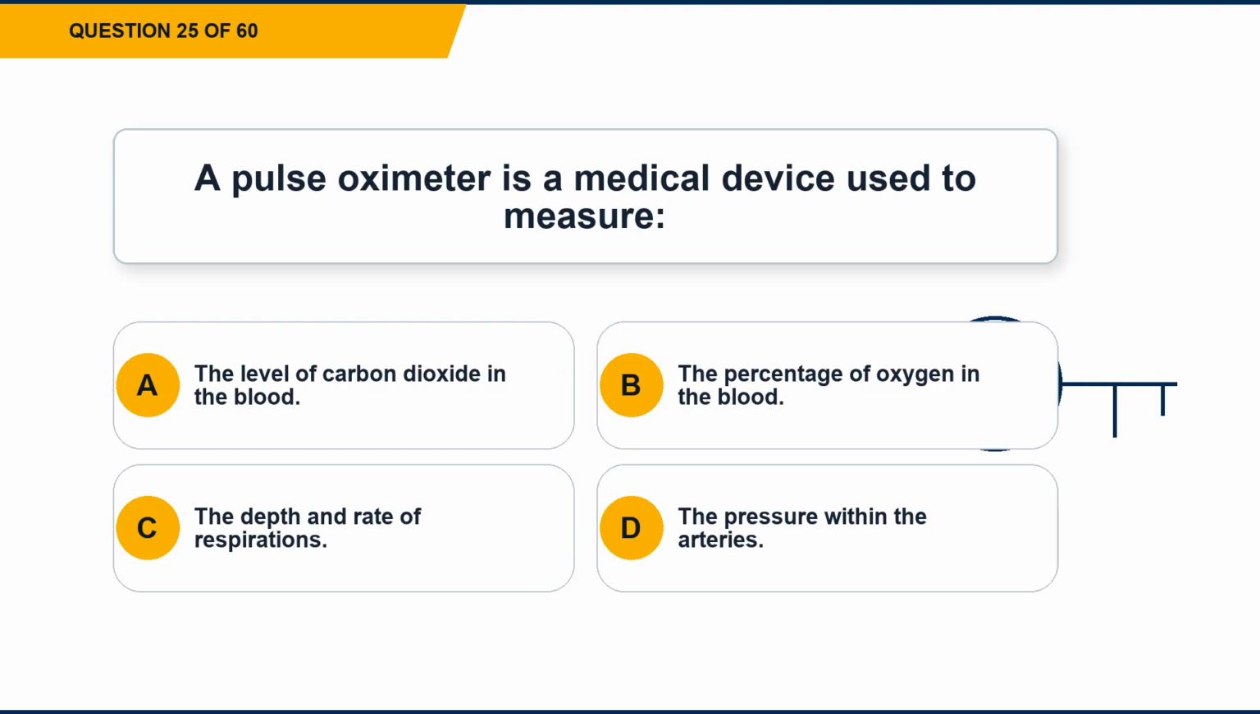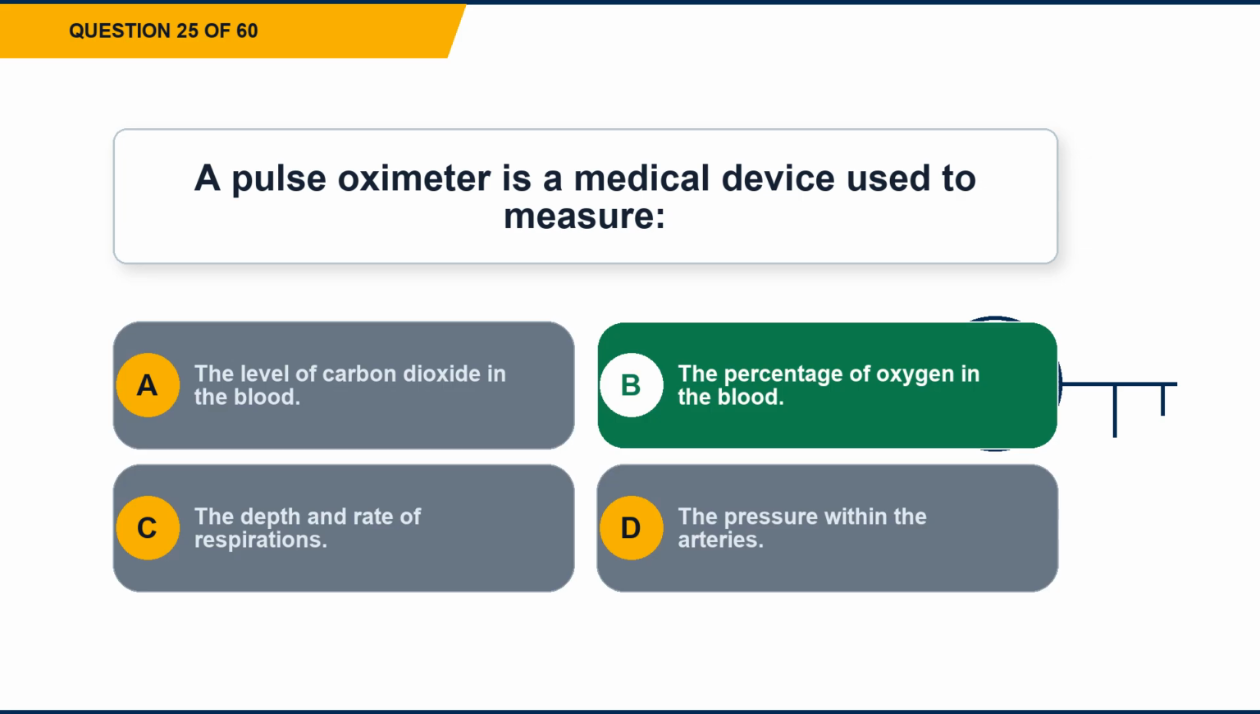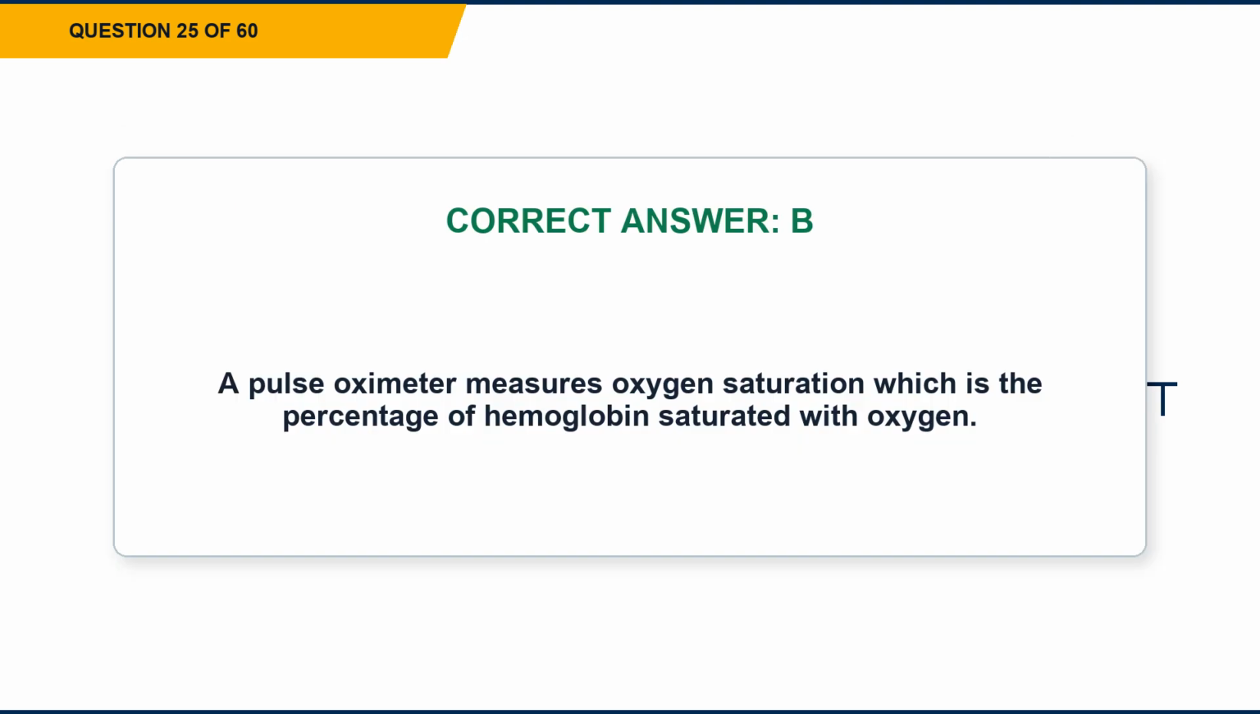Question 25. A pulse oximeter is a medical device used to measure: Option A, the level of carbon dioxide in the blood. Option B, the percentage of oxygen in the blood. Option C, the depth and rate of respirations. Option D, the pressure within the arteries. The correct answer is option B, the percentage of oxygen in the blood. Explanation. A pulse oximeter measures oxygen saturation, which is the percentage of hemoglobin saturated with oxygen.